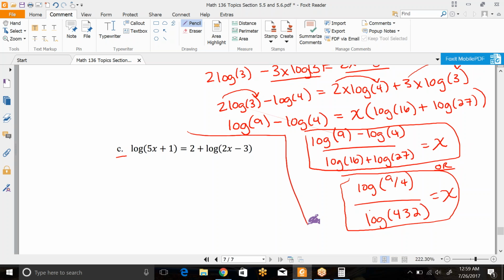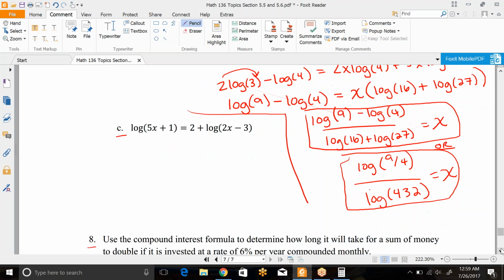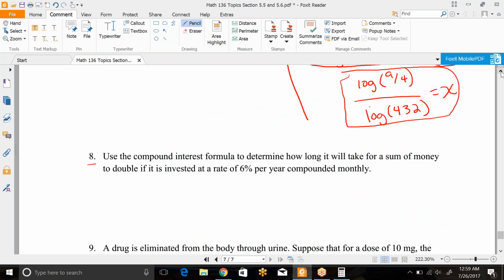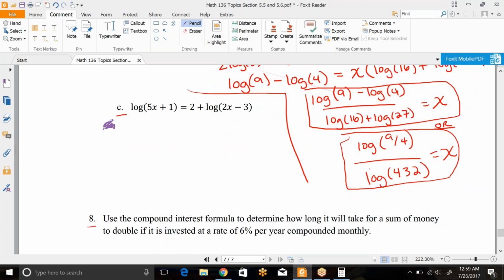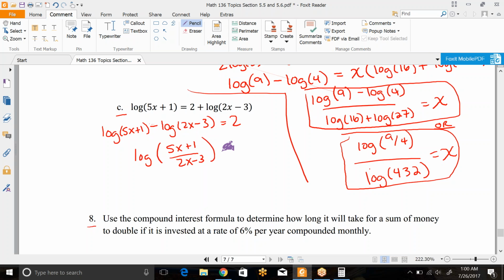Okay, for C, we're doing just another solving one. There is a 2 here that doesn't have a log, so we're going to leave it on the right side. So this would be log of 5x plus 1 minus log of 2x minus 3 equals 2. And then we would make this into division because of the subtraction sign. If it was a plus sign between the two logs, you would FOIL this out. But it's a minus sign.